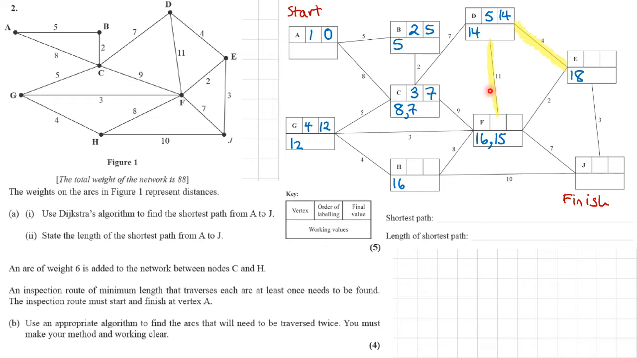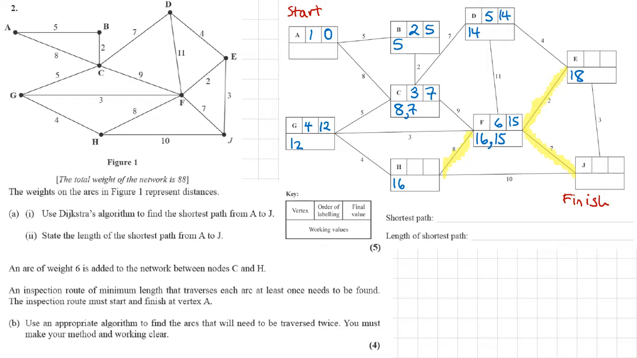Then there's no point writing that down because that's going to be higher than the working values I have here. So I picked the lowest working values. I've got 16, 15 and 18 to choose. So it's going to be F. So F, its working value now becomes its final value. And this is the sixth vertex that I've labelled.